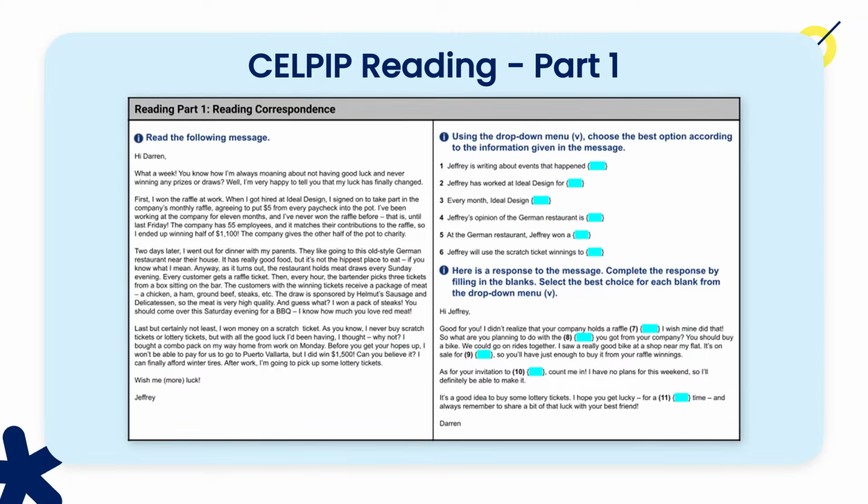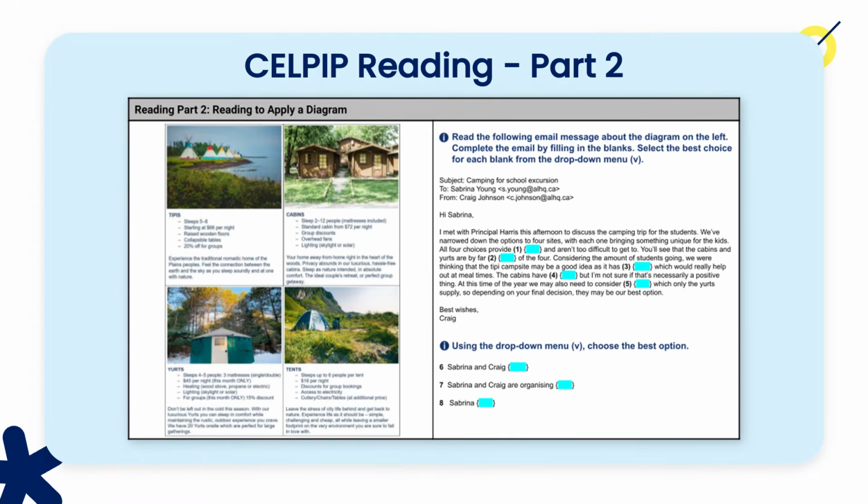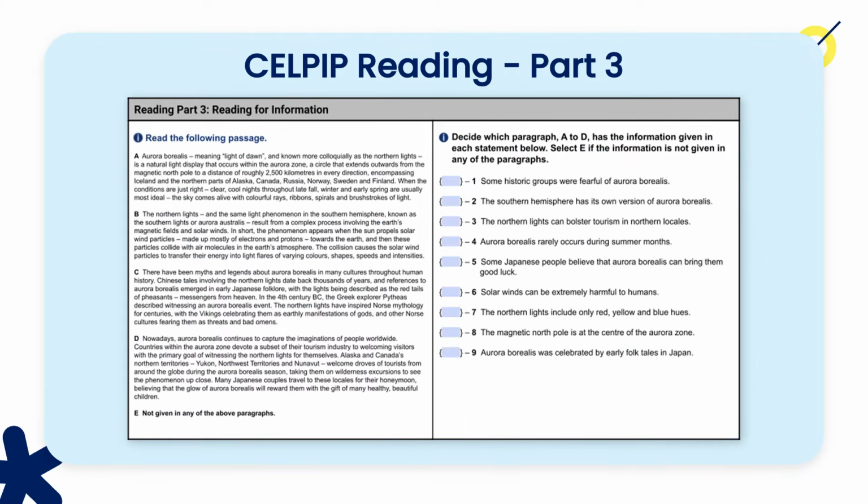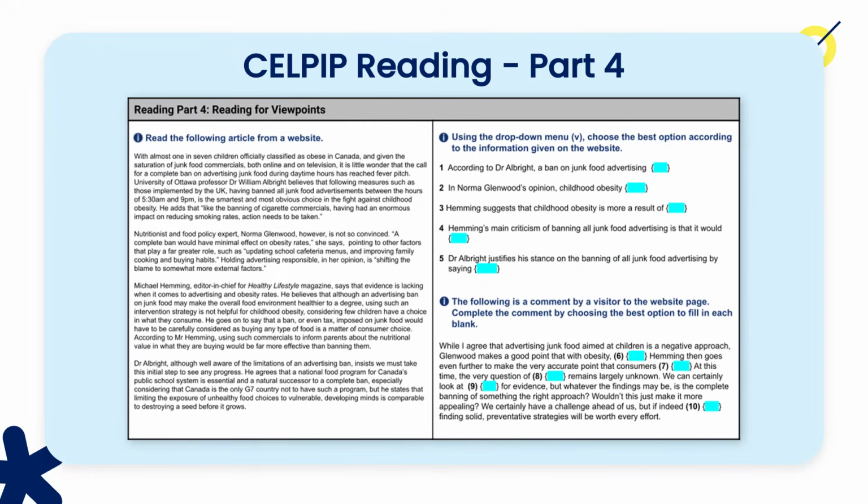You'll start with a practice task and then complete 4 scored parts. Part 1, reading correspondence. Part 2, apply a diagram. Part 3, reading for information. Part 4, reading viewpoints. Each part in the reading test has 8 to 11 questions.